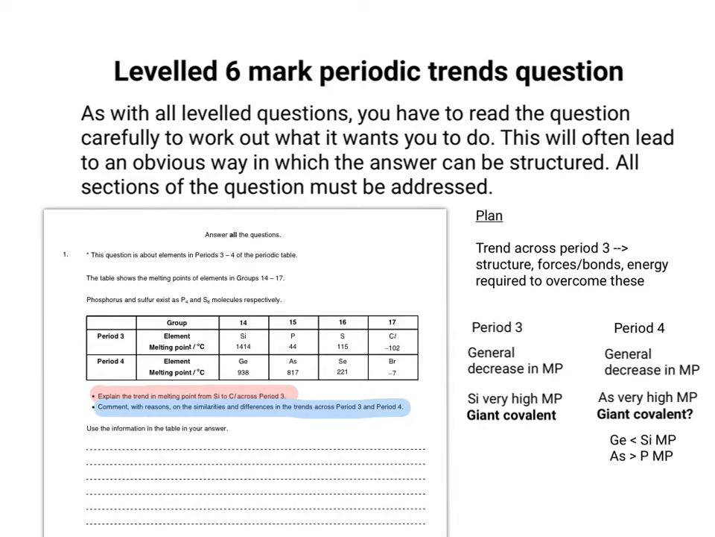Now sticking with period 4, germanium has a lower melting point than silicon, which is what you expect because it's got more shielding. But if you look at arsenic, it's got a higher melting point, much more so than phosphorus. So looking at the similarities, germanium, selenium and bromine have a similar trend compared to period 3 equivalents, whereas arsenic is different. Arsenic stands out, like we just said, as being much greater than phosphorus, as opposed to less.